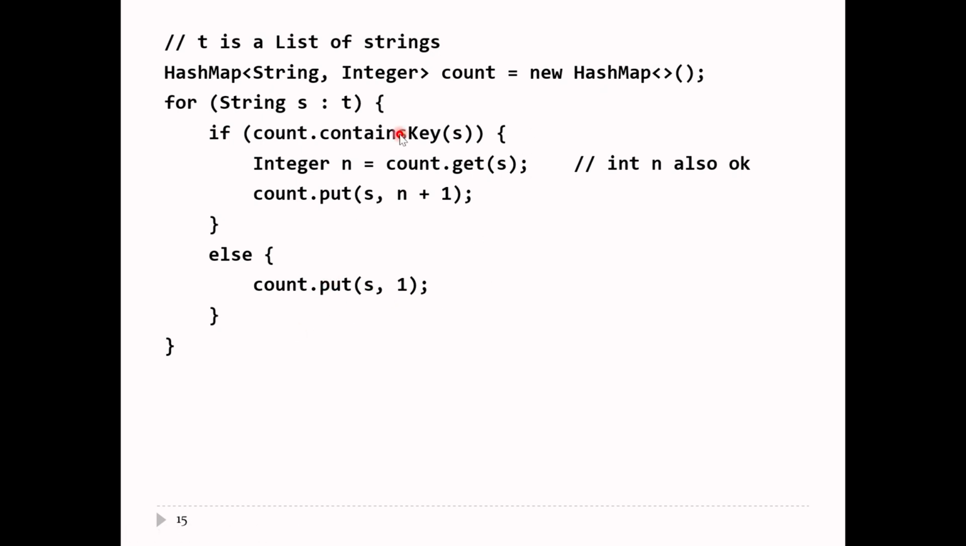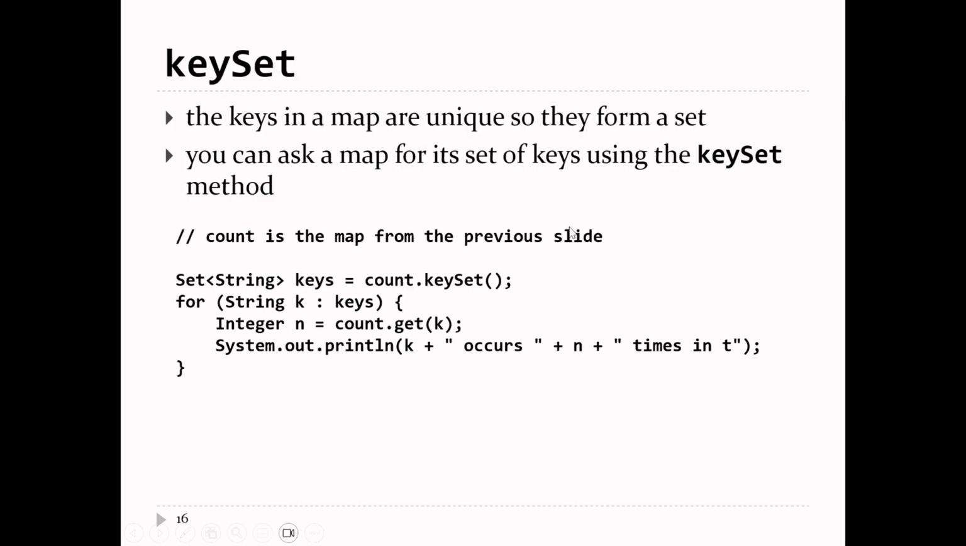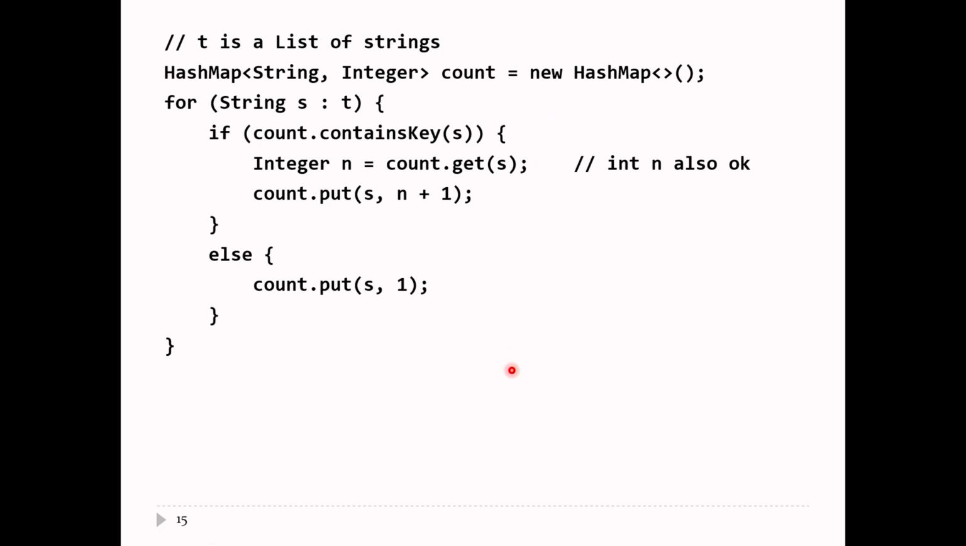Otherwise, if it doesn't contain the key, that means I'm seeing the string for the first time. So I'd like to put the string into the map with a current count of 1. You run that loop, it processes every item in the string, and it produces the map of counts. You can just type that into Eclipse and pass in some string and see how that works. It does, in fact, produce the correct count.